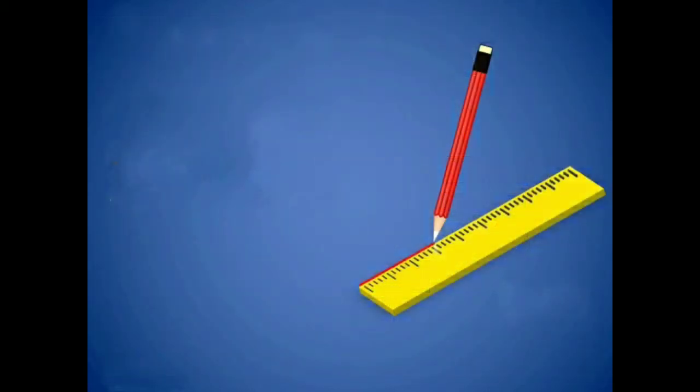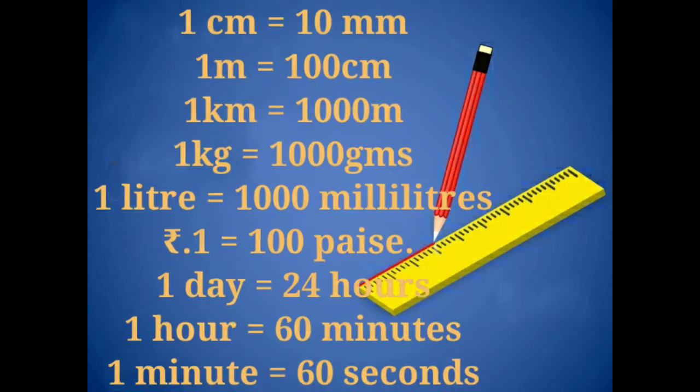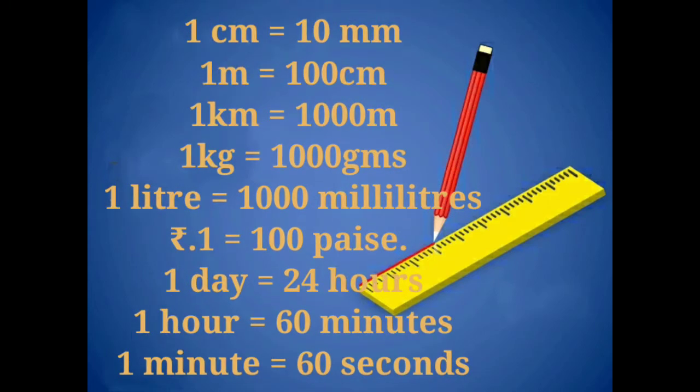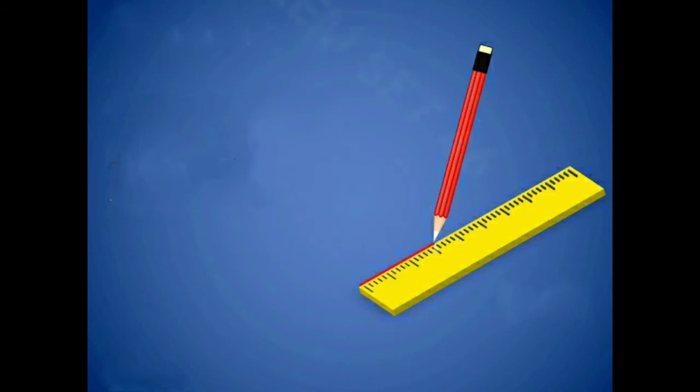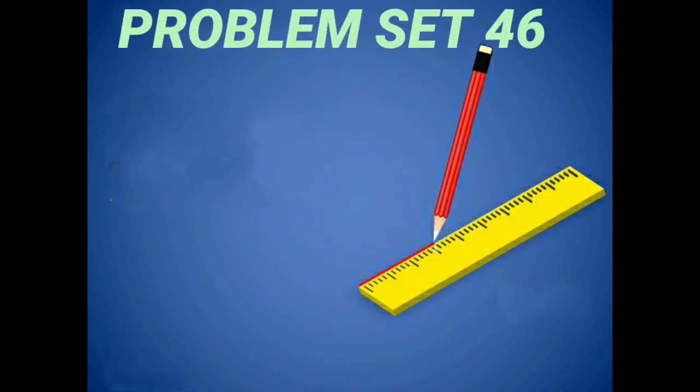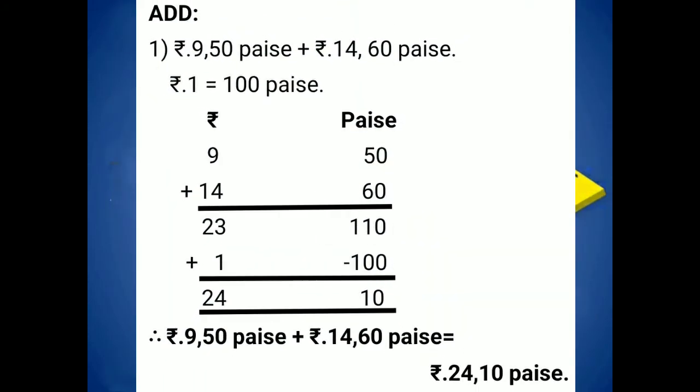Before we get started, let's have a quick look at the different units of measurement that we have learnt until last year and their conversion. With the help of these conversions, let's try solving problem set 46. In the first sub question, you have to add the given units. So let's begin with the first sum where you have to add 9 rupees 50 paise and 14 rupees 60 paise.